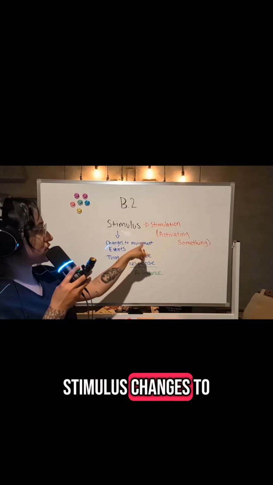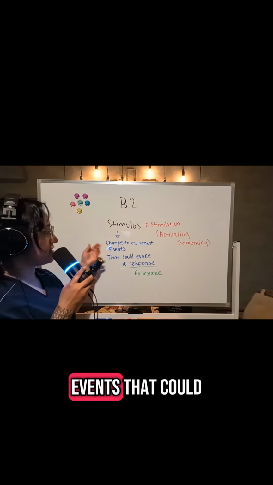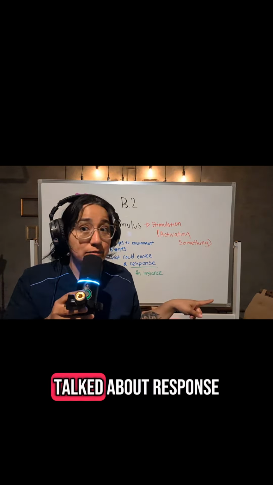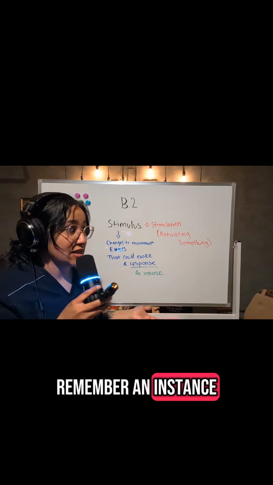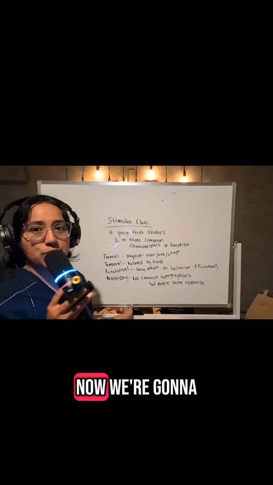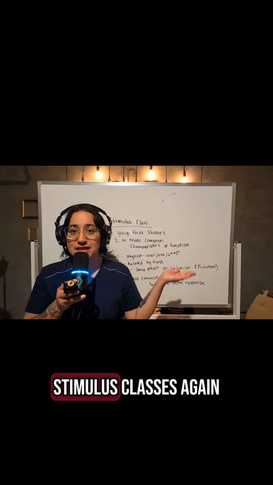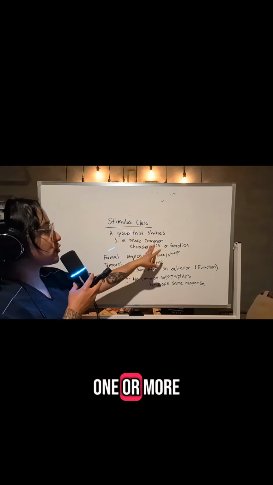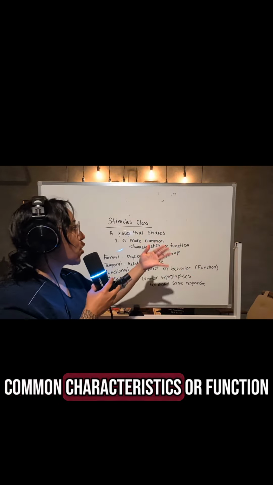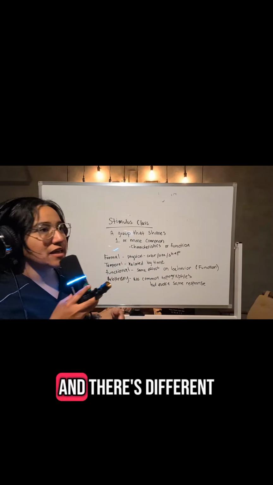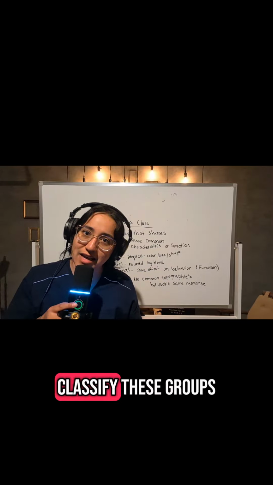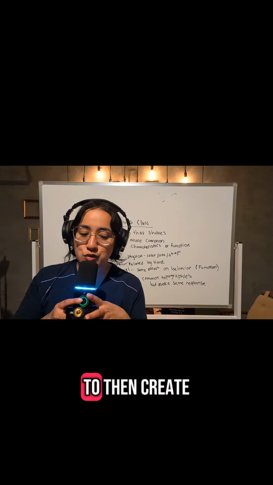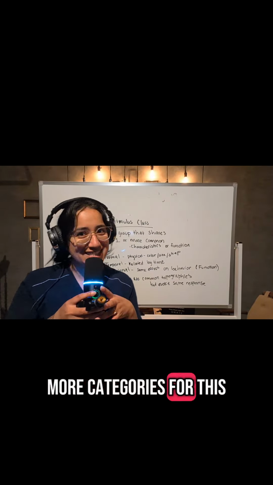Stimulus changes to environment, events that could evoke a response. And we already talked about response, remember, an instance of behavior. Now we're going to talk about the stimulus classes. Again, this is a group that shares one or more common characteristics or function. And there's different ways we can classify these groups because ABA decided to then create more categories for this.